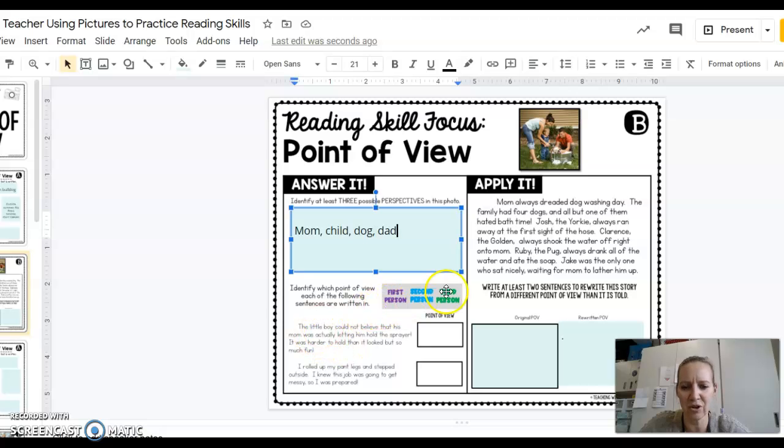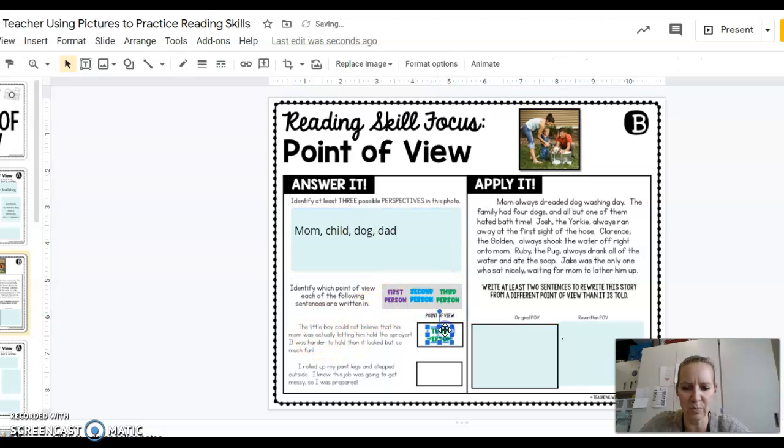So this is third person, and the reason I know it's third person is because we have the word him and the little boy. We don't have the word I. Now the next paragraph says, I rolled up my pant legs and stepped outside. I knew this job was going to get messy, so I was prepared. So that's first person because we have a lot of the I's.